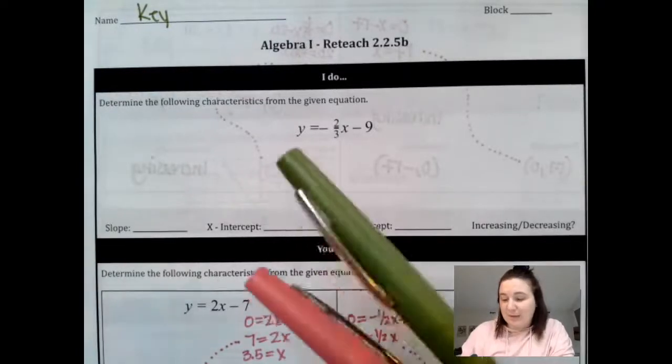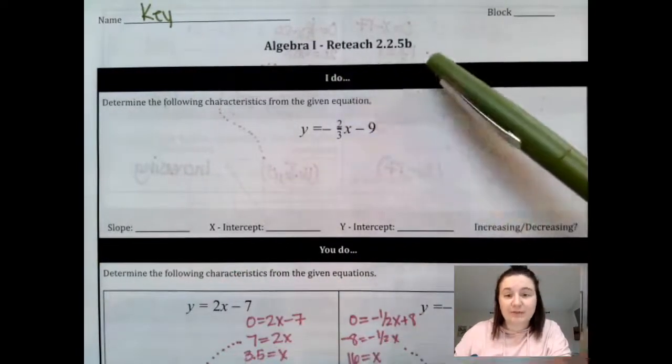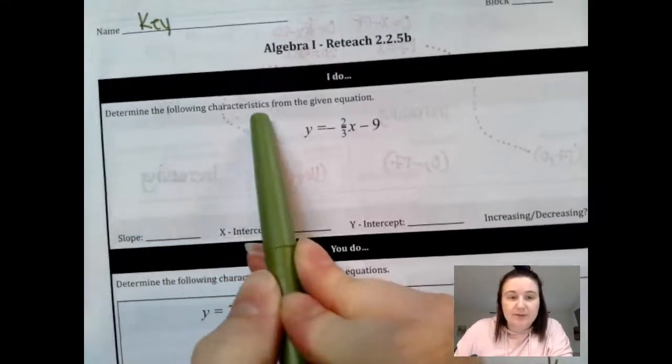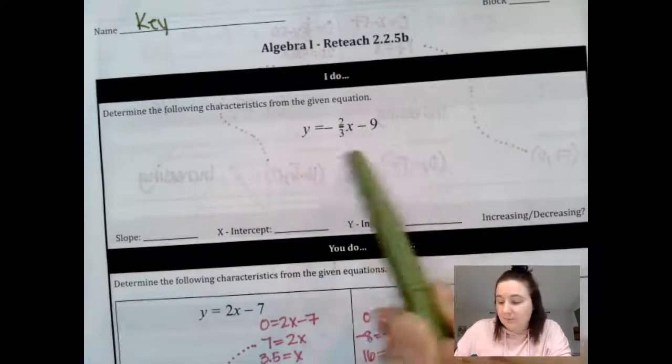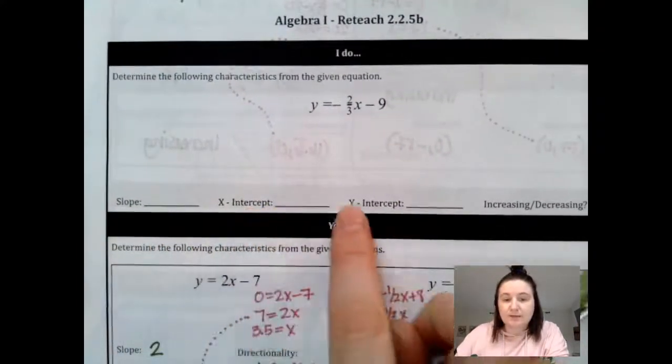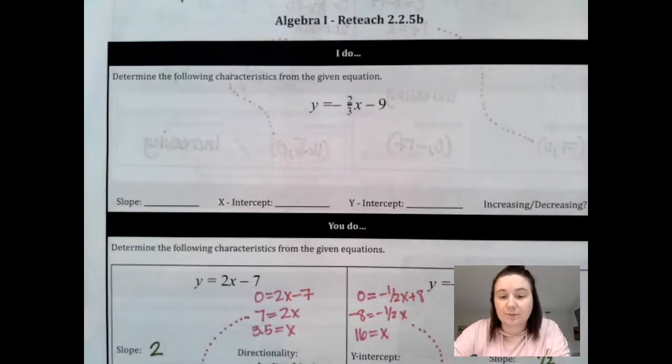Let's go through a problem for the 225B reteach. So this says determine the following characteristics from the given equation, and we have our equation here. And it asks for these four things. And these are the same four characteristics that are going to be asked every time. It's just going to be in a different order each time you're asked.